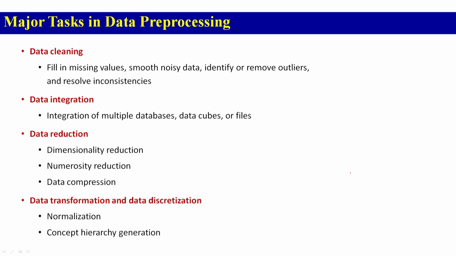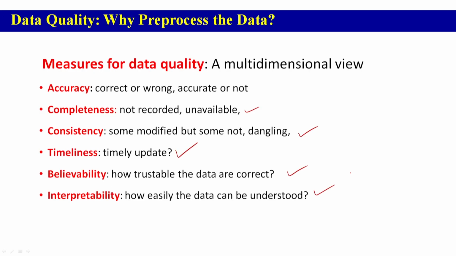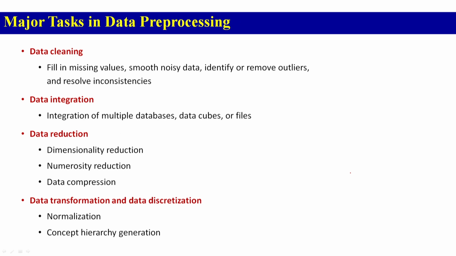Now coming back to the task. So, that is how we can measure the data quality. Now, how do you do the processing? First is obviously data cleaning. So, we have to first fill in the missing values, smooth noisy data, identify or remove the outliers, and in many cases you have to resolve the inconsistencies.